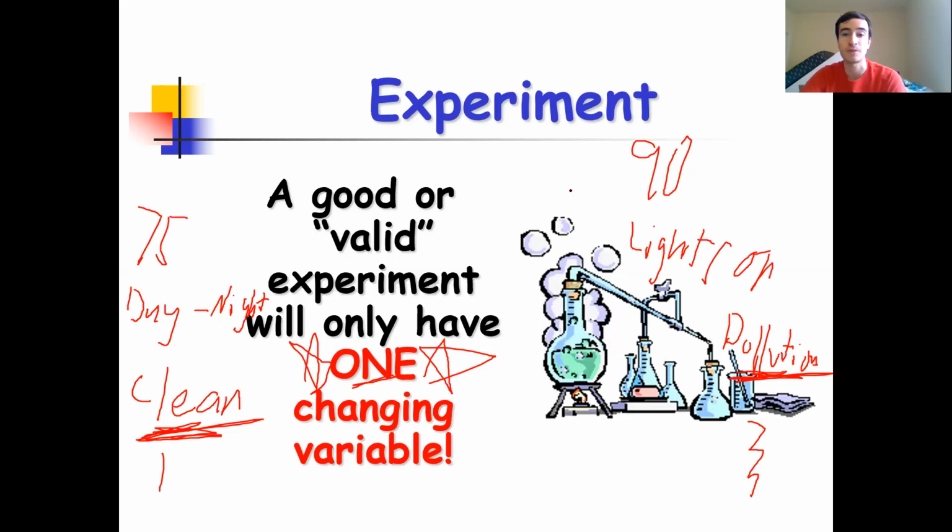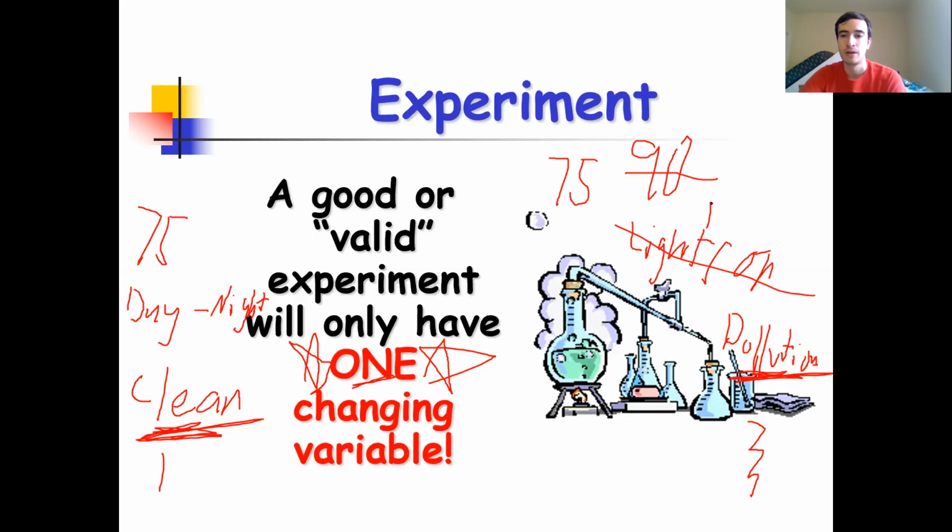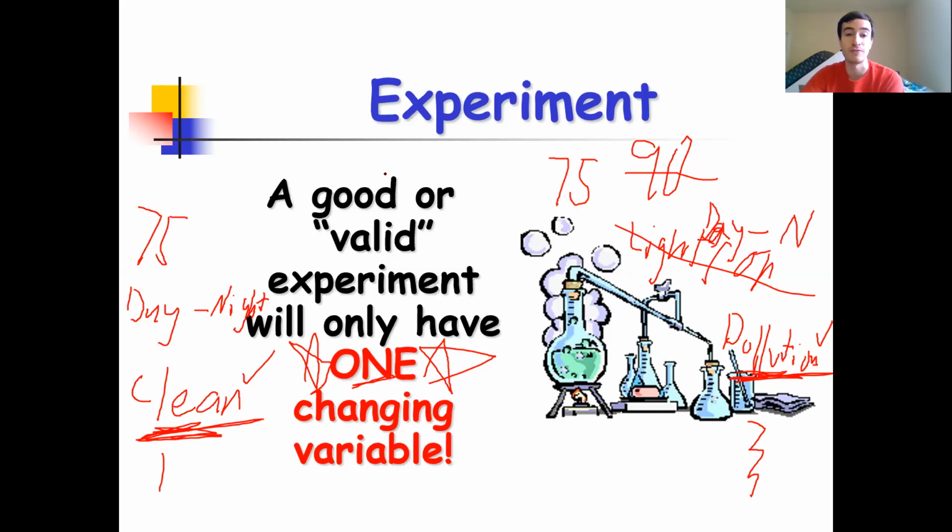So if we set up these two groups again, but we made both groups be at 75 degrees, and we made both groups be on a day-night cycle, but the only thing we changed is that one group had the clean water and one group had the pollution water, and then we saw a difference in the tails, that would be much stronger evidence, a much stronger case that the pollution is what's causing this change, not any of these other things that we kept the same. So in a good experiment, we only change one variable at a time.